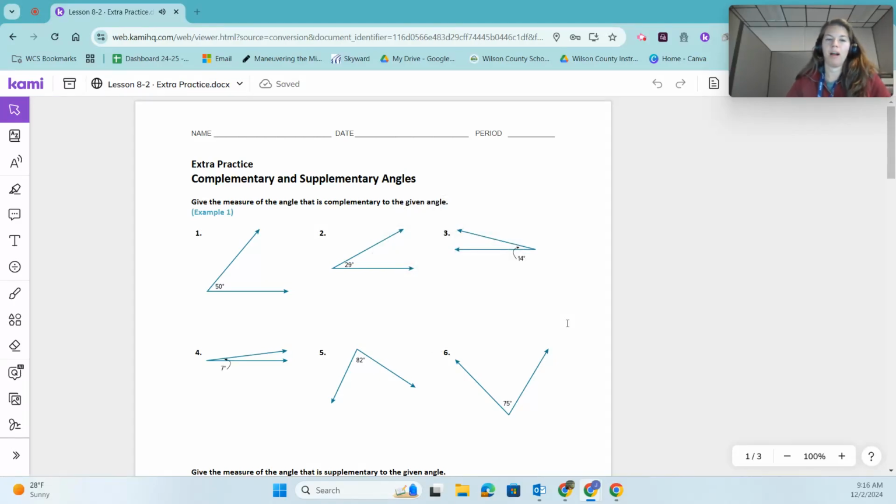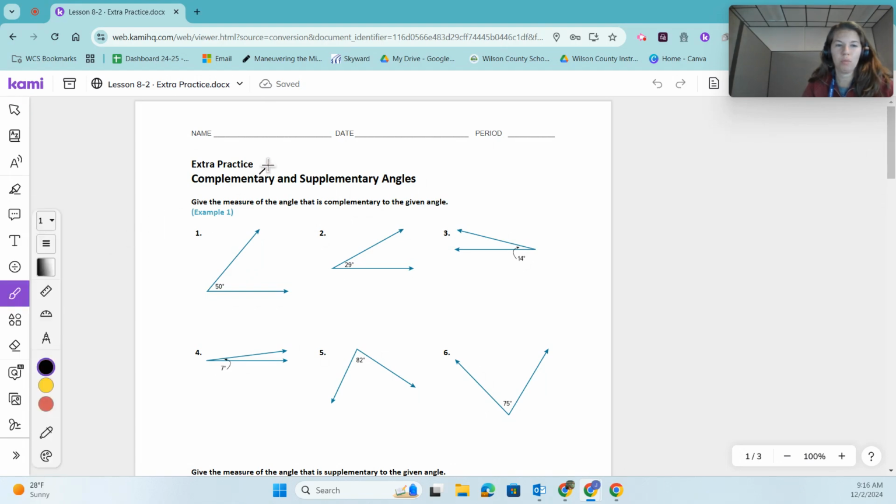Today we are learning about complementary and supplementary angles. Complementary angles are two or more angles that add up to 90 degrees.